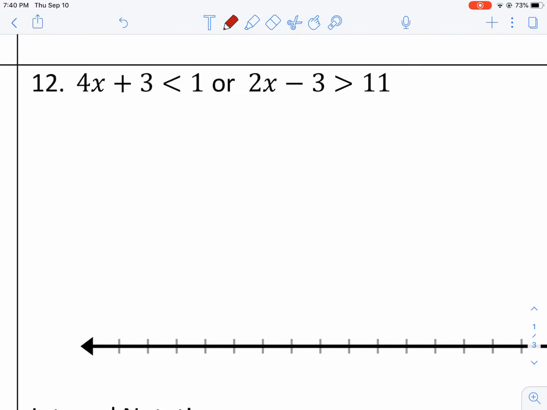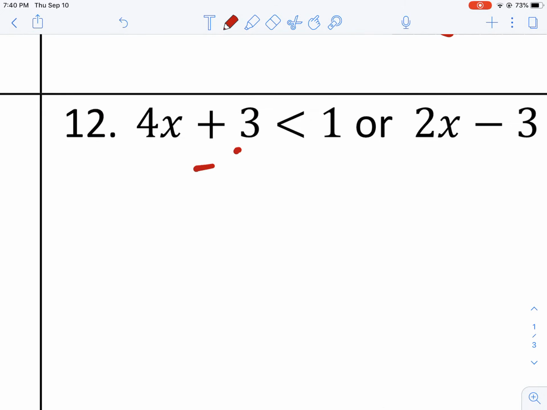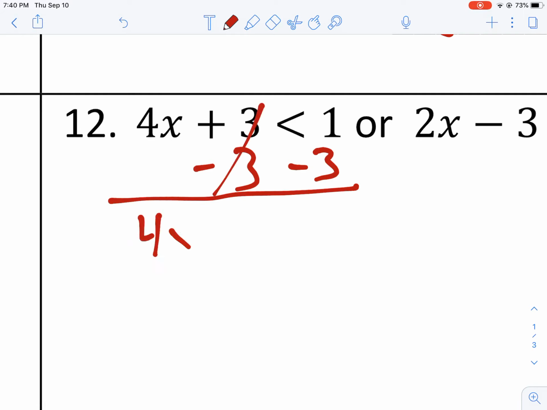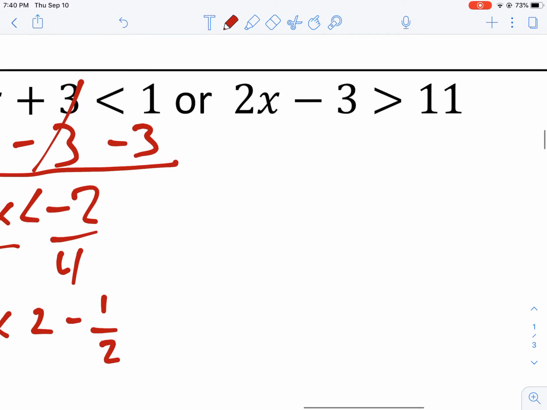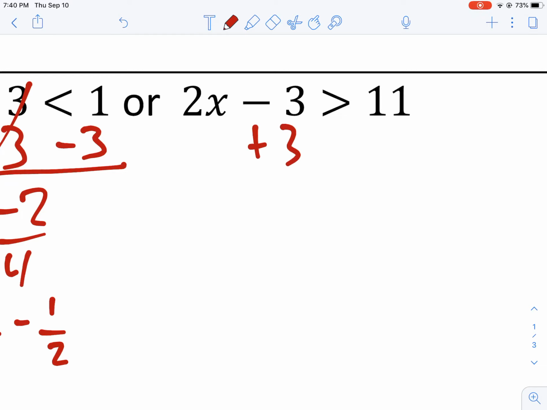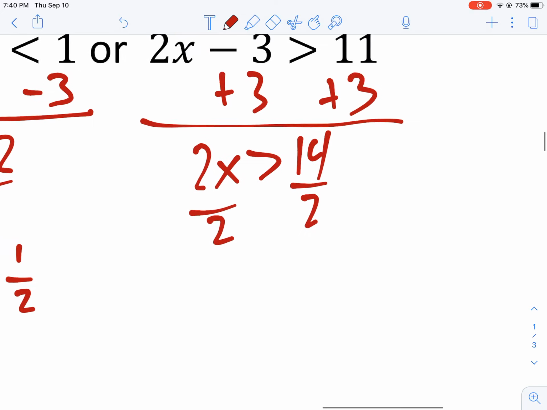Number 12, we have OR, all right? OR means we have 2 separate inequalities that we need to solve on their own. So we've got 4x is less than negative 2, divide by 4. So interesting here, we're actually going to get x is less than negative a half, all right? Over here, we add 3 to both sides. 2x is greater than 14, divide by 2, x is greater than 7.